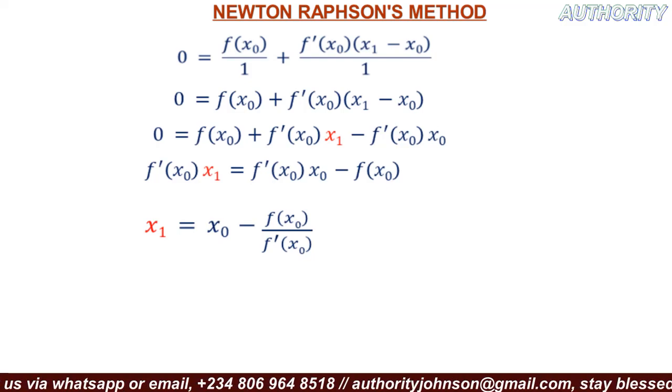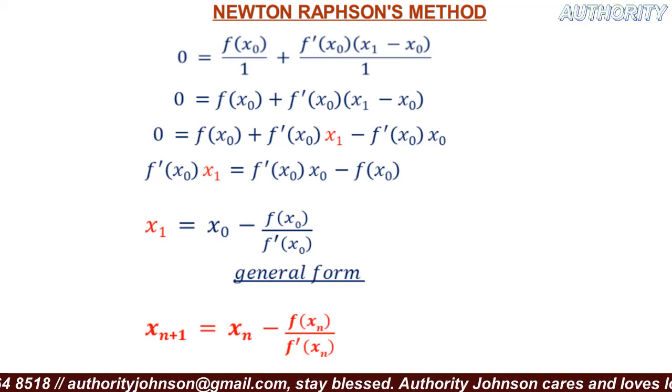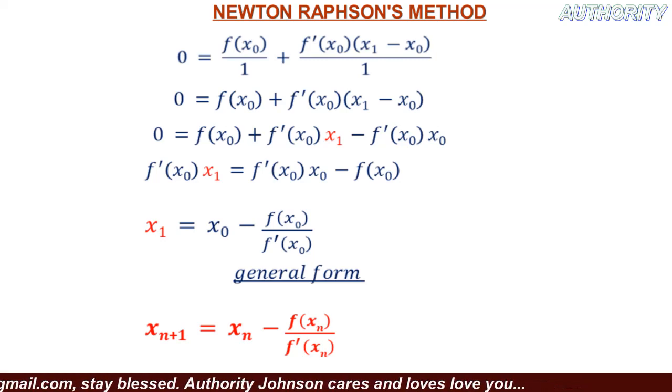We call this the first iteration. Generally, in the subscript, when you add n to it, in place of x1 we are going to have x n plus 1. That is the general formula for Newton Raphson: x n plus 1 is equal to x n minus f of x n all over f prime of x n. In our subsequent videos or lessons, we are going to see how to use this formula to solve problems.